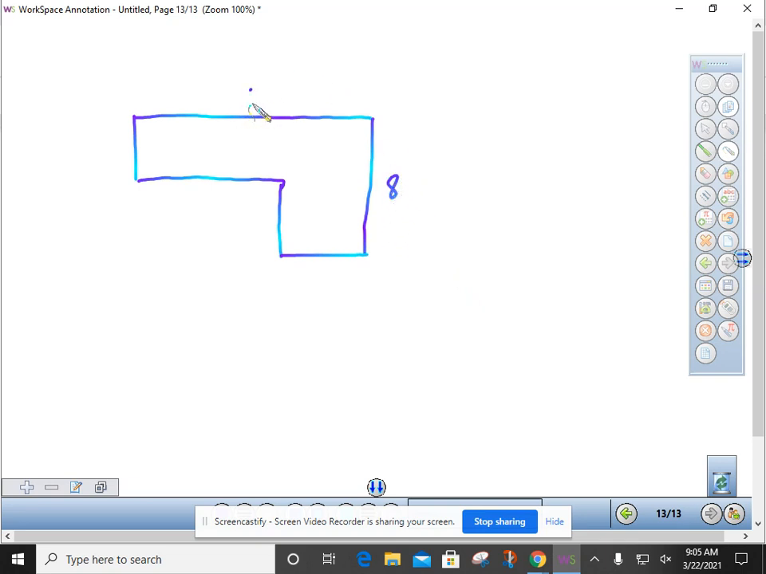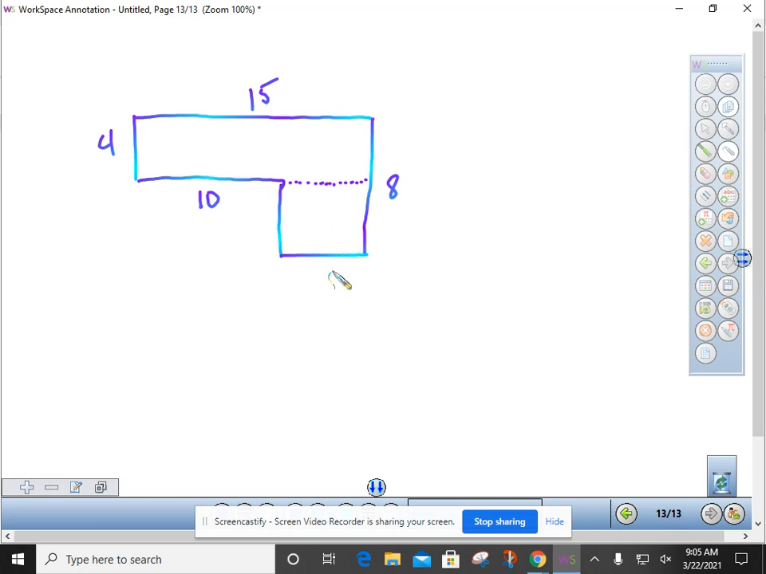So the measurement here is 8. This is 15. I'm making these up. This is 10. This is 4. How would I find the area of this? Stop saying add it up. Caden, how do you find area? So I would find the area of this big rectangle and the area of this small rectangle.